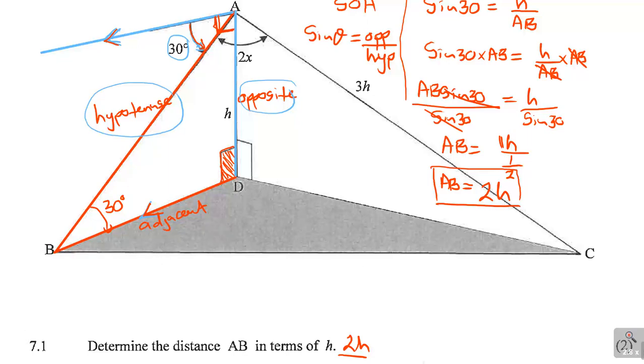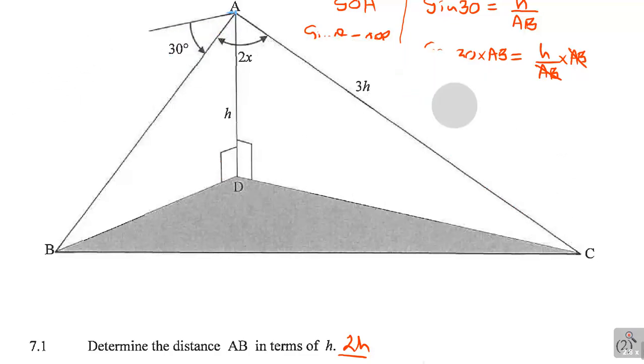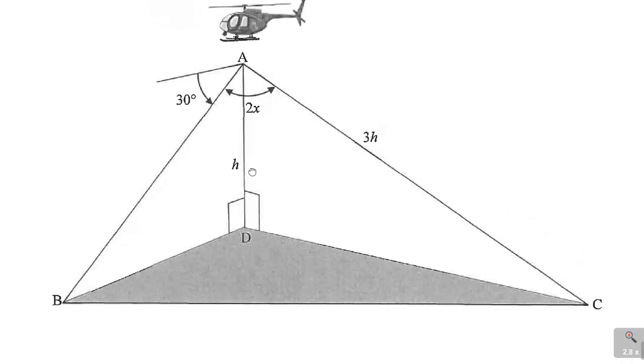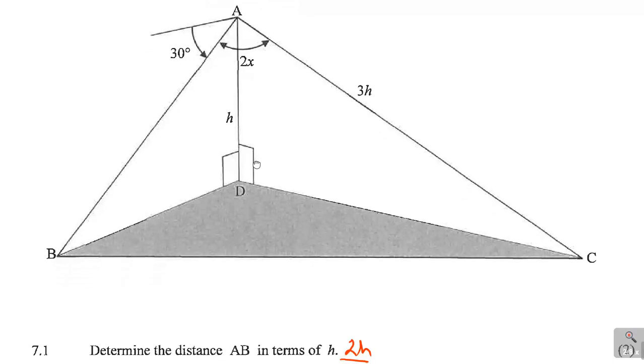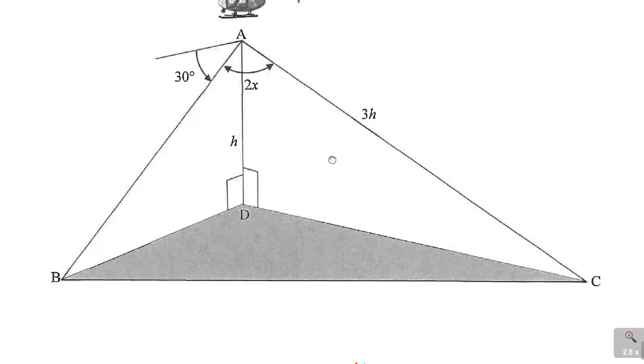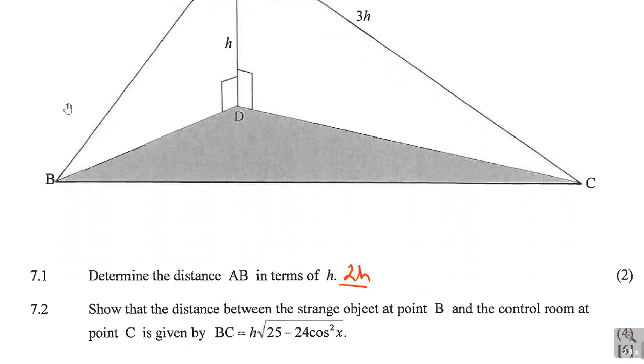So if I can erase what I was working on here, we already have our information to say we have proven AB, what they wanted. Now they're saying show that the strange object at point B and the control room. So now they are looking for the distance BC, and for me to be able to find this distance BC, they say I must show that it simplifies to BC is equal to that. So I'm supposed to prove in this case that.